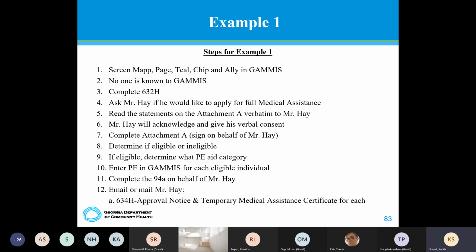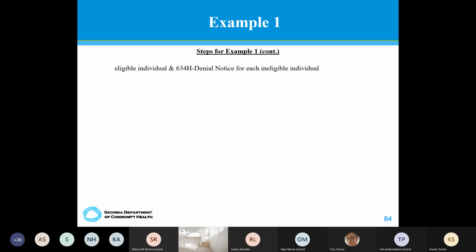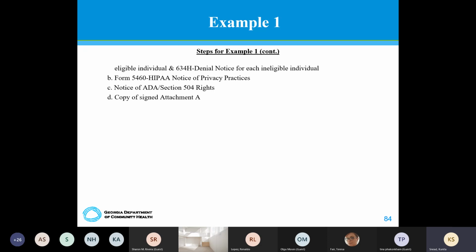You're going to send him the approval notice 634H and the temporary certificate that you print from Gamuts for each individual that is eligible. And you're going to send a denial notice for each individual that is ineligible. You're going to send him the 5460, but you're going to keep the signature page and write mail to the client, mail to applicant, or email to applicant. A copy of the ADA and a copy of the signed attachment A. So that's everything you need to be sending to your applicant.